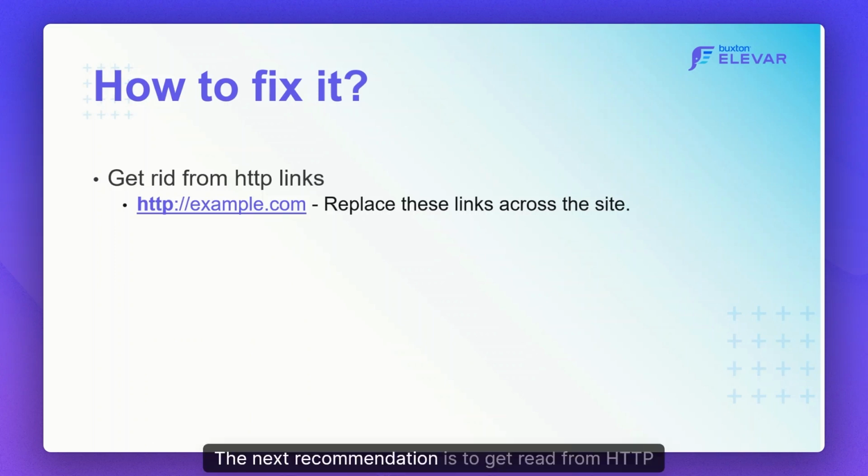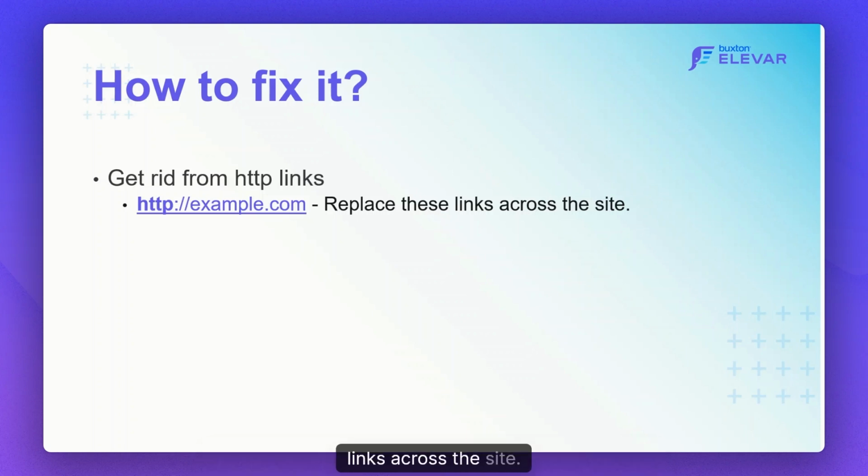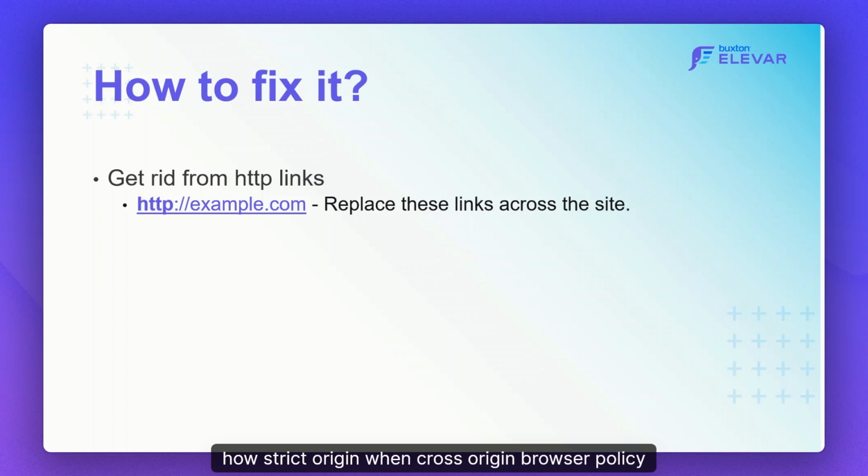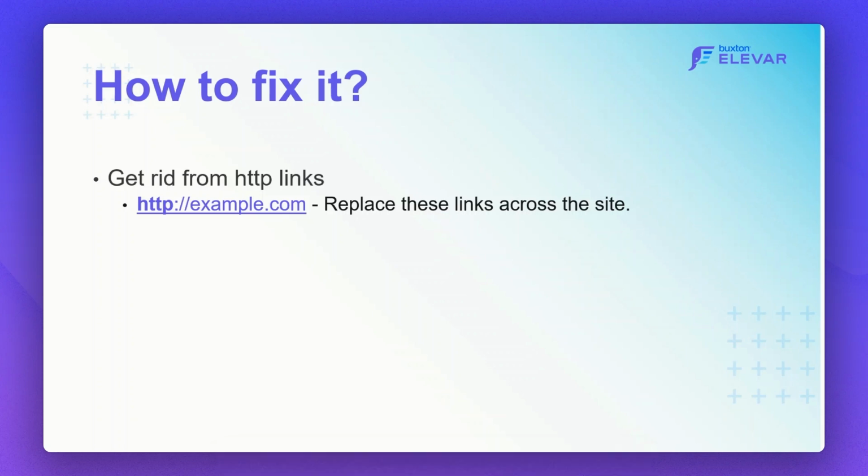The next recommendation is to get rid of HTTP links across the site. We saw how the strict-origin-when-cross-origin browser policy affects referrer availability. To minimize attribution loss, it is recommended to have HTTPS-only links across the site.